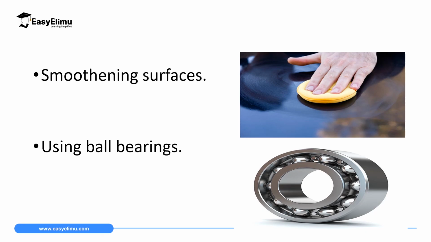Then another way is smoothening the surface. You can decide to smoothen the surface by using a sandpaper. In that process, you are reducing the ridges and the bumps on those surfaces. And in that case, you have reduced friction. And then finally, you can use a ball bearing. The ball bearing is the second photo you can see on this screen. So when you use a ball bearing, it's going to make the machine rotate easily. This one is mostly used in motorbike wheels and vehicle wheels.